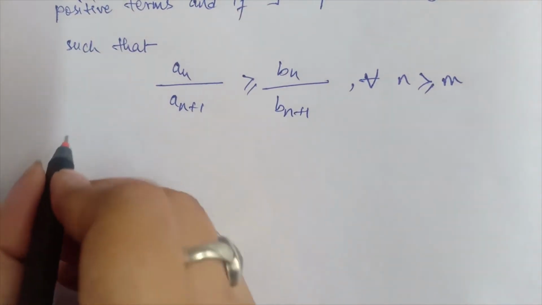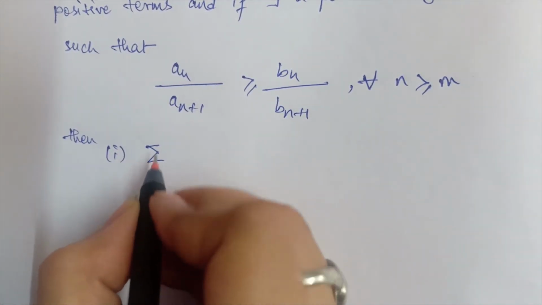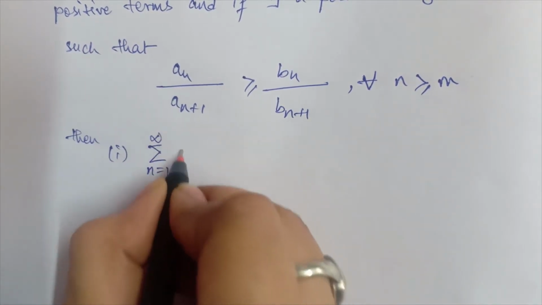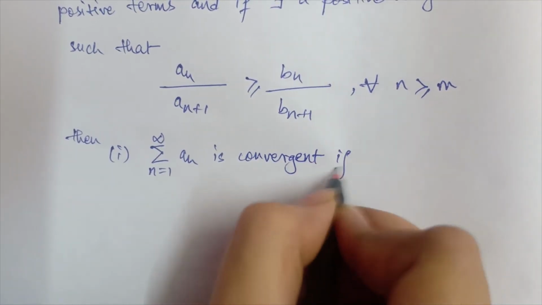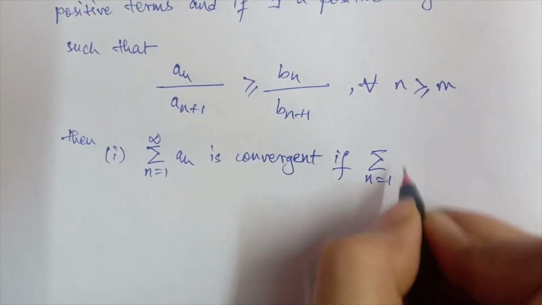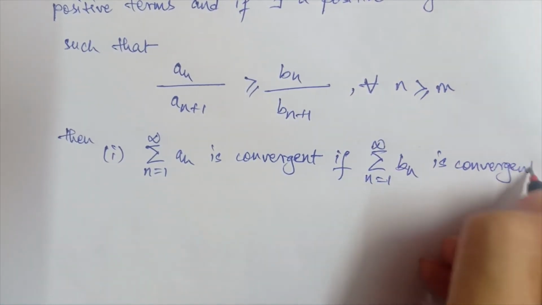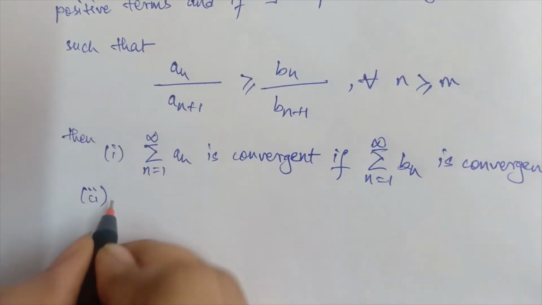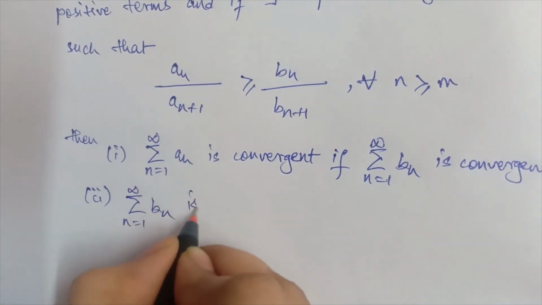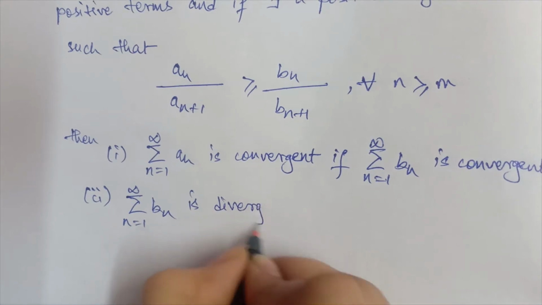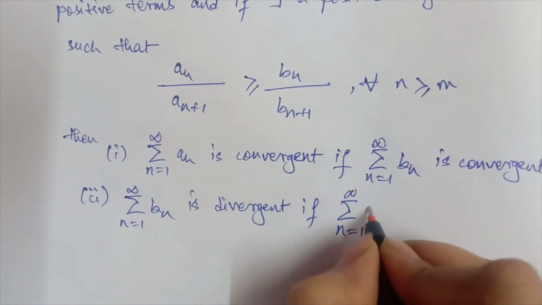Then there are two conditions. Number 1, the series an is convergent if the series bn is convergent, and number 2 is the series bn is divergent if the series an is divergent.